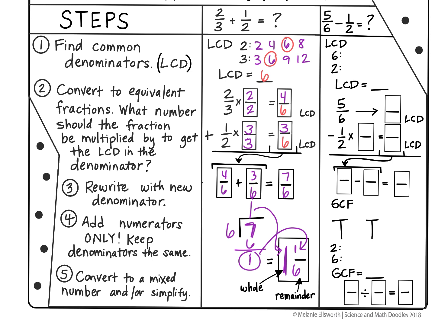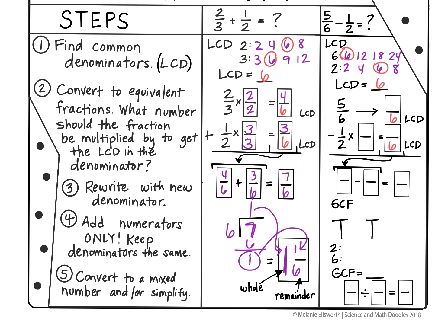So, 6, 12, 18, 24. And then for 2, so counting by 2s, 2, 4, 6, 8. And out of these, I can see already that I have a least common denominator of 6. So that means I'm going to rewrite both of my fractions using 6 as the least common denominator.